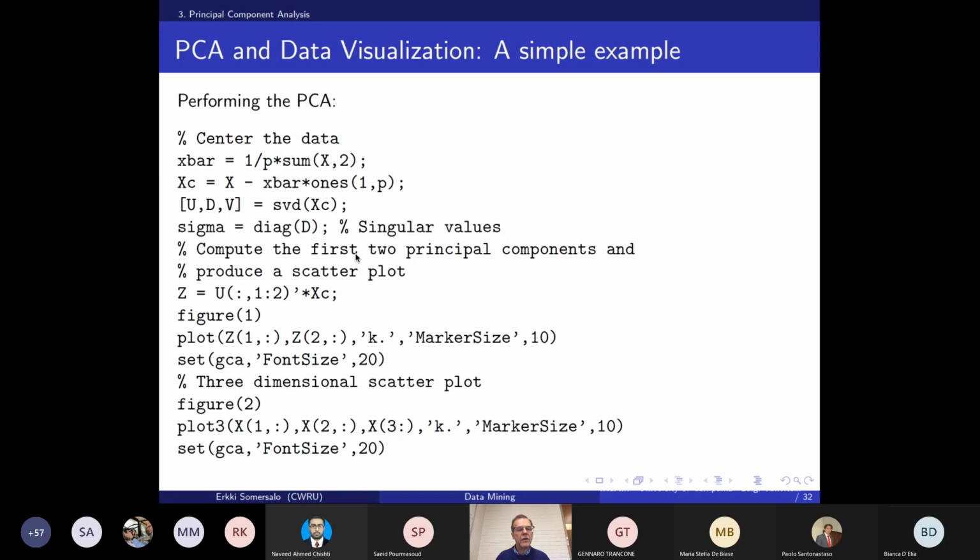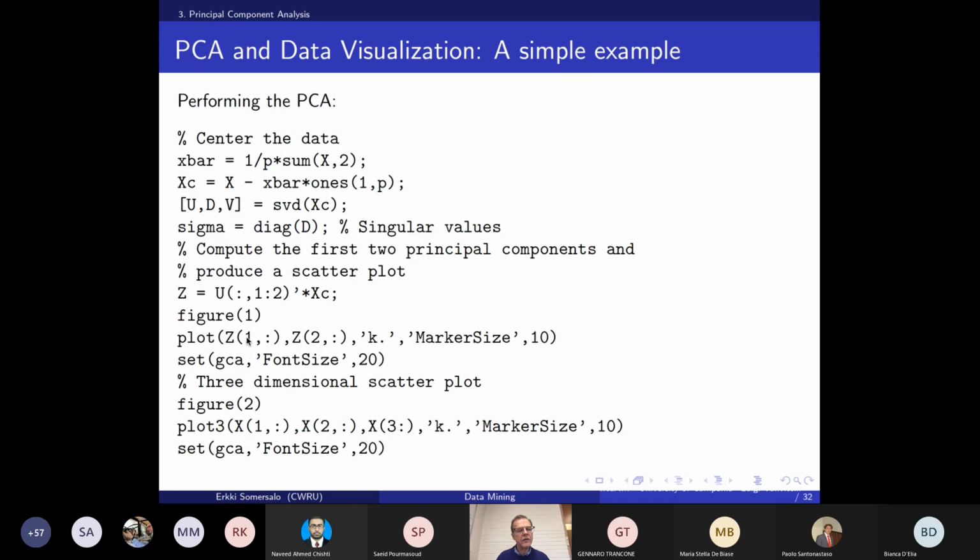Now I want to compute the first 2 principal components. So what I do, I take this U matrix and I'm retaining the first 2 columns, so columns from 1 to 2, all rows, but only 2 columns. I'm taking the transpose of that and multiplying by my XC. And so these Z's are now the principal components. So this Z is now a 2 by P matrix. The first row gives the first principal component and the second row gives the second principal component.